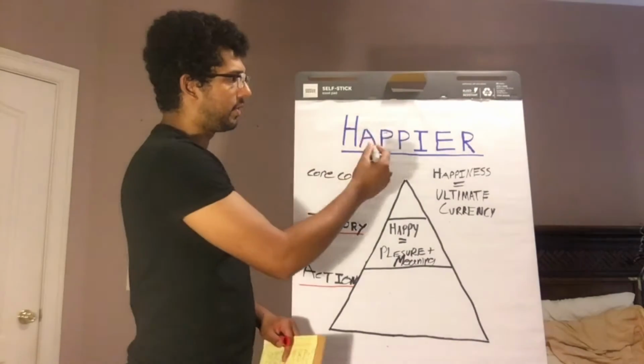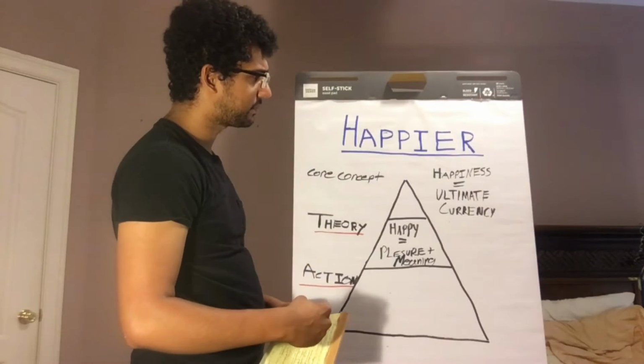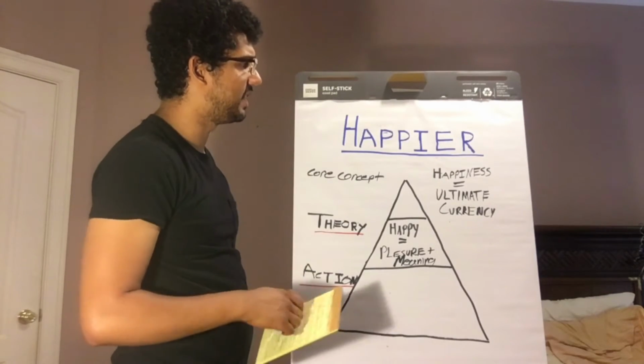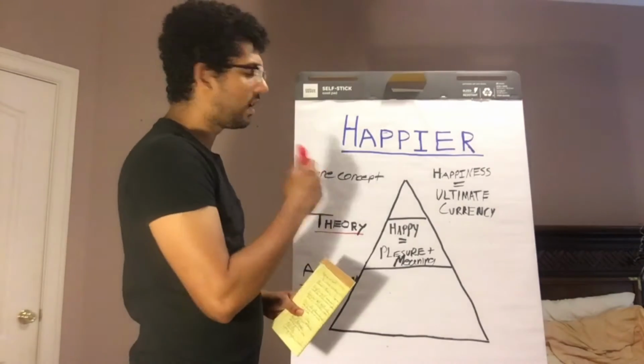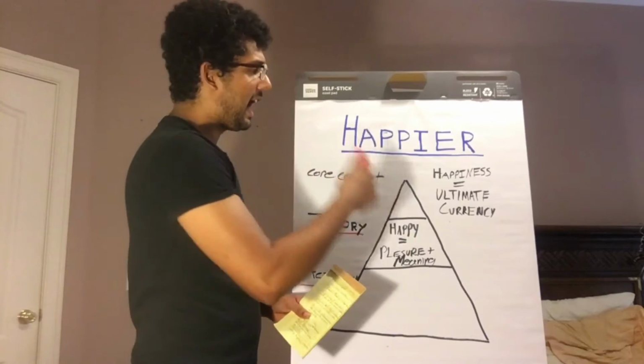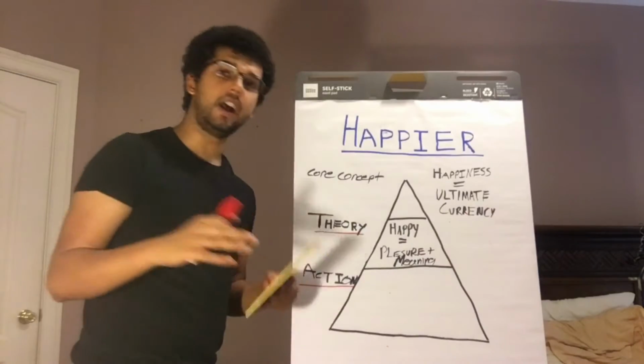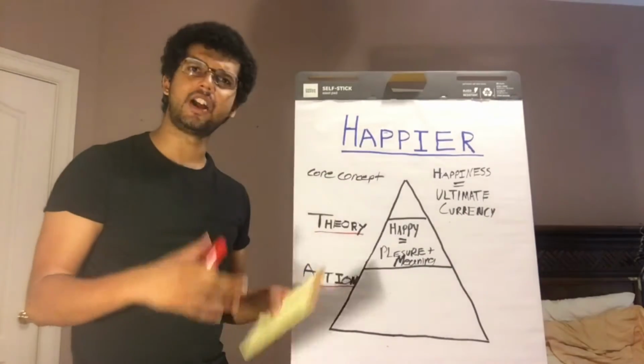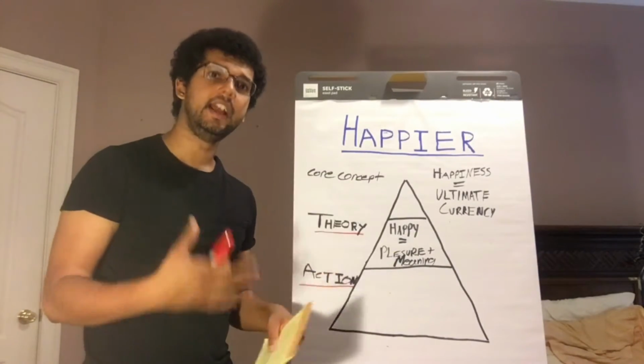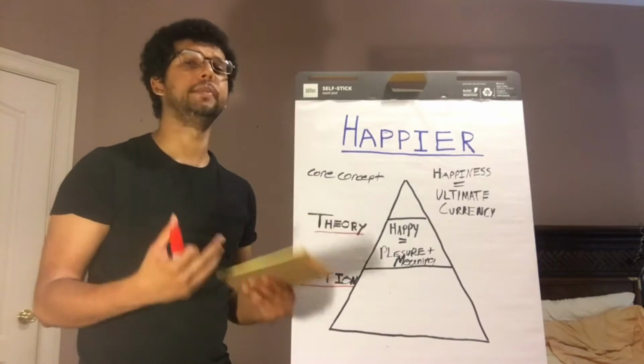So, Happier by Tal Ben Shahar. Basically what he says is that the core concept I want you to focus on is that happiness is the ultimate currency of life. Not gold, not prestige, not money, not looking good. Happiness. That is the ultimate currency of life.